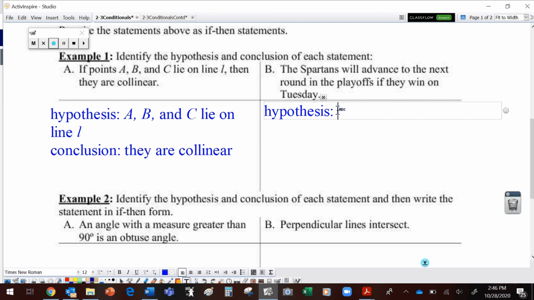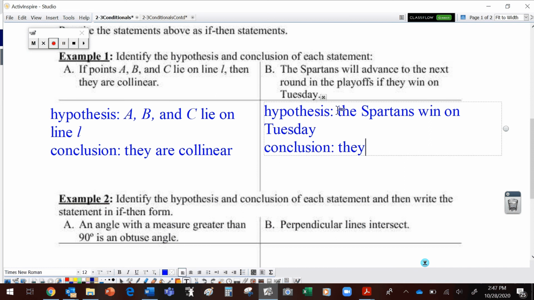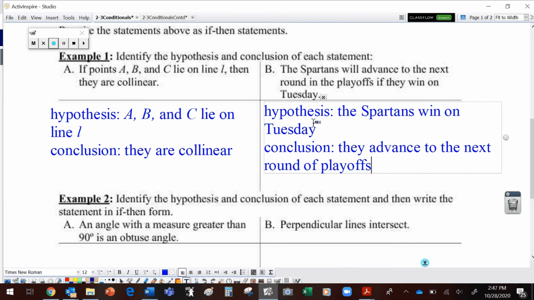So what's important is that what follows the word if is the hypothesis. So the hypothesis is the Spartans win on Tuesday. The conclusion is what happens because of that. Well, what happens because of that is they advance to the next round of playoffs. Okay, so hypothesis is what follows the word if. Conclusion is what happens if the hypothesis is satisfied.